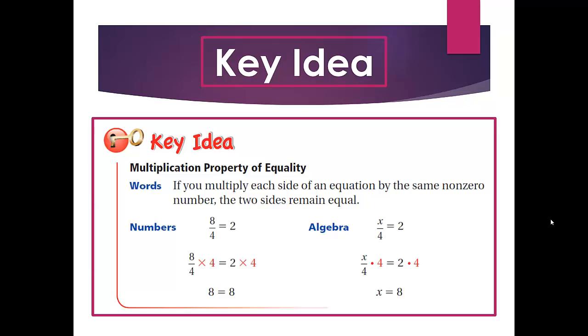So if we have 8 divided by 4 equals 2, and we want to multiply each side by 4, you can see that we would get 8 equals 8. For algebra, if we have x divided by 4 equals 2, and we multiply each side by 4, we would get that x equals 8. And if we plug that back in, 8 divided by 4 is 2.